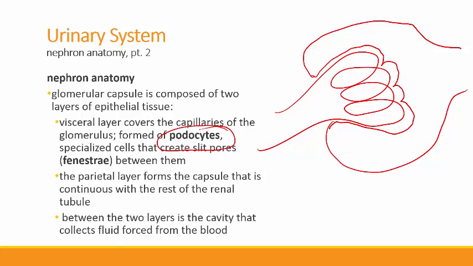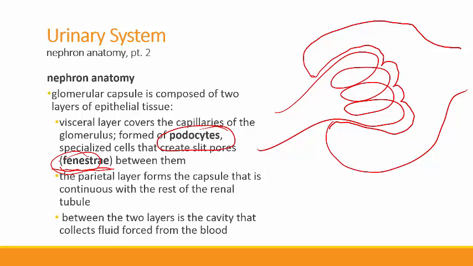fenestrae. This is a term that means window in Latin. So in French, a window is fenêtre. In Spanish, it's a ventana. So the same root there, fen, is the root that means window. So it creates these little spaces, and that allows the water, the fluids of the blood, to squeeze out, but it retains, if the kidney is functioning properly, the proteins inside the blood.